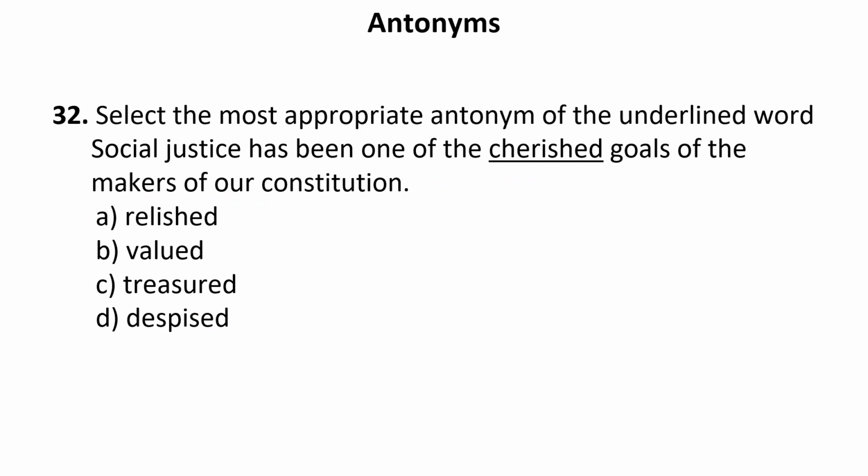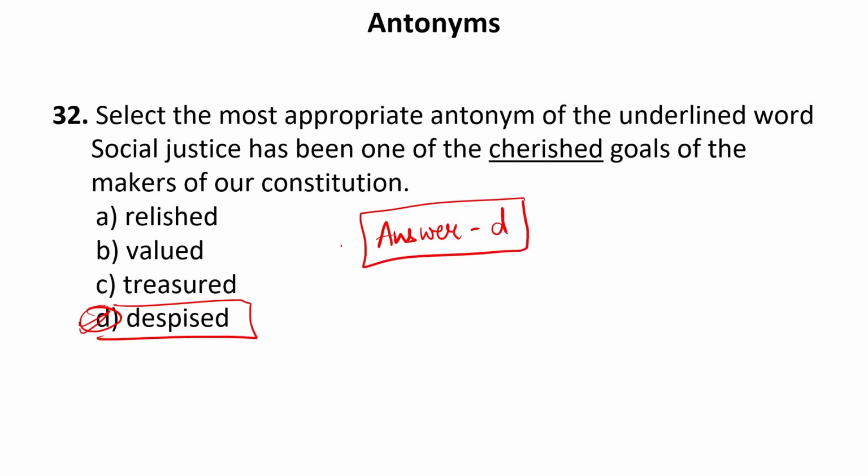Select the most appropriate antonym of the underlined word. Social justice has been one of the cherished goals of the makers of our constitution. So the word cherished has been underlined. Now we have to tell the antonym of this particular word, that is opposite. So it will be despised. D. So our answer will be D. Cherished shows the happiness. So despised will be the antonym. Cherished goals means when some goals are to be achieved.